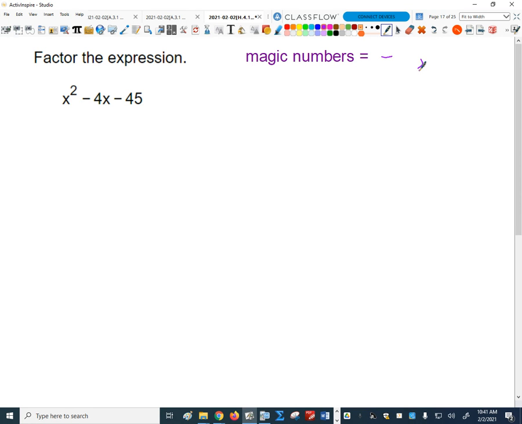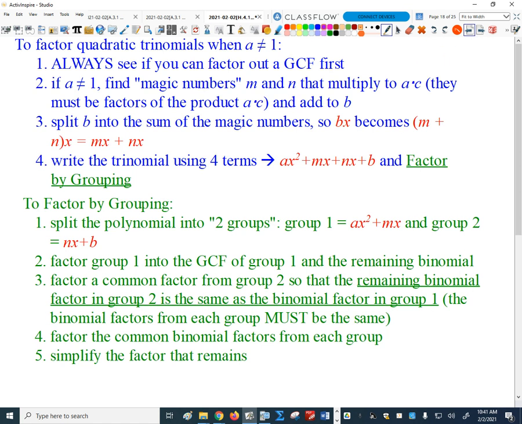Somebody say them out loud. I'm over at the board. Negative 9 and positive 5. Okay, good. And we got it, right? So we get x minus 9 times x plus 5. You got the idea. Okay, so now let's move on to harder quadratic trinomials, where a is not equal to 1.